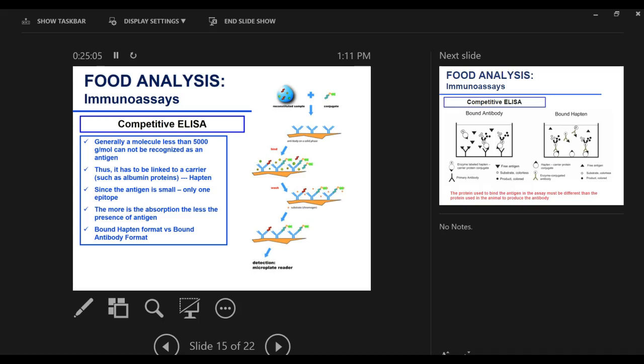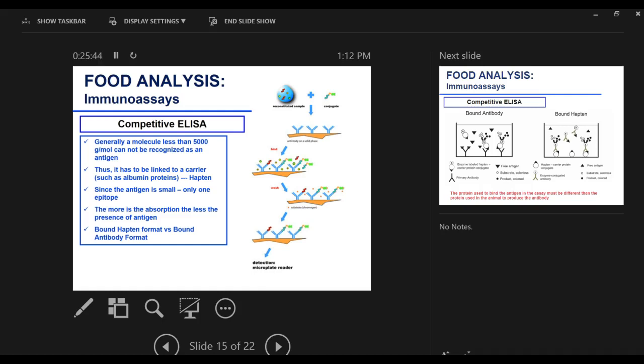So what's going to happen is competition, hence the name competitive ELISA. Both are going to compete for sites on the antibodies. If we have a lot of toxin in our sample, they will compete more and bind to more sites, so we have less enzyme bound. So will the absorption be higher or lower if you have more toxins? If you have more toxins, less antigen bound to an enzyme will be linked to your antibody.